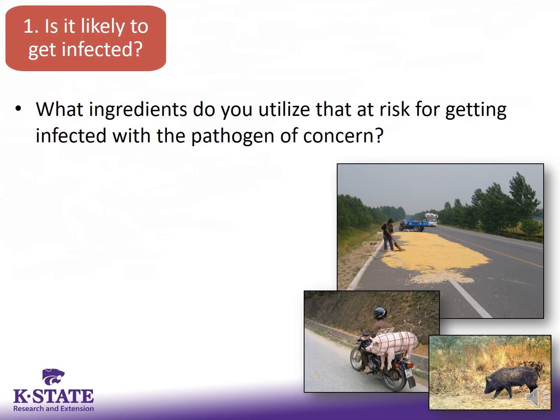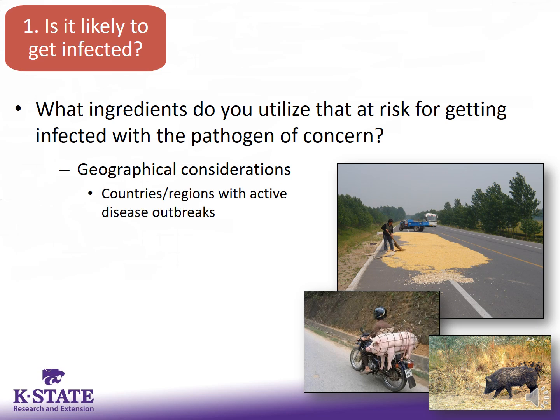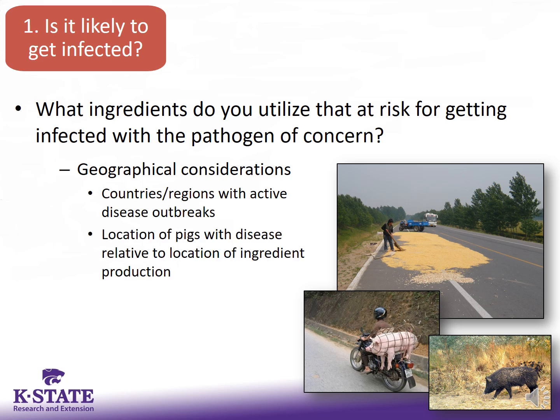As we consider this cascade of questions, the first is, is the ingredient likely to get infected? So what ingredients do you utilize that are at risk for getting infected with the pathogen of concern, whether that be African swine fever virus, classical swine fever virus, or foot and mouth disease? There are a number of factors that come into play. For example, geographical considerations. If the ingredient is from a country or region with an active disease outbreak, particularly if the ingredient is located close to where pigs are breaking with that disease, we would have a higher risk activity.